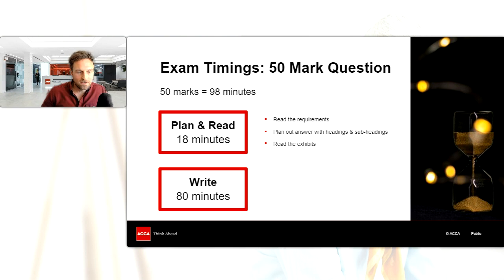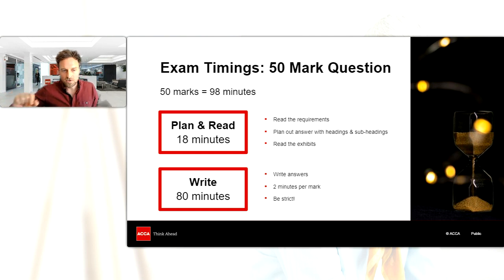And then writing, you've got 80 minutes. So that is your time to write up your answers and obviously do your calculations. It's 2 minutes per mark. So I really like that because it's just nice and easy. If you've got an NPV to do for 10 marks, allow yourself 20 minutes. So it's just nice and easy.